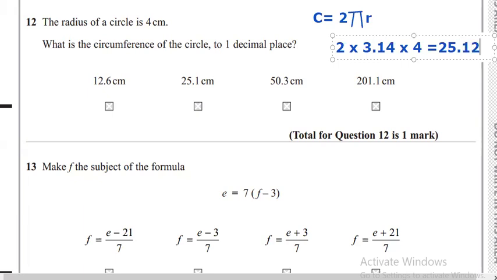25.12. Now, this one has 2 decimal places. When you round it to one decimal place, it means the answer should be like this. And because the 2 is small, it means we can remove the 2, and the answer is 25.1. So the right answer is 25.1 centimeters. Now, let's move on to the next question.